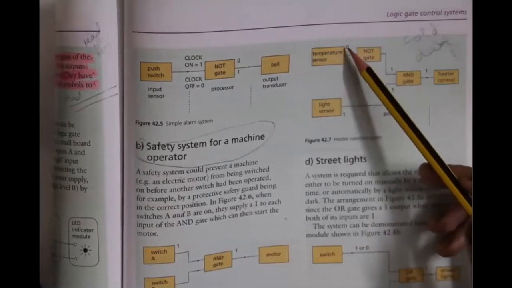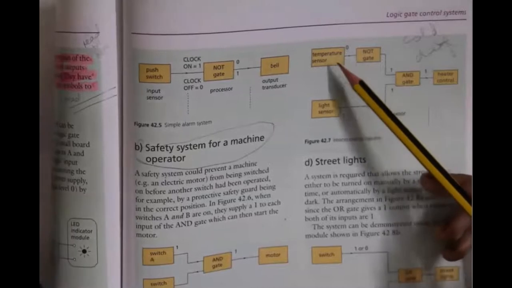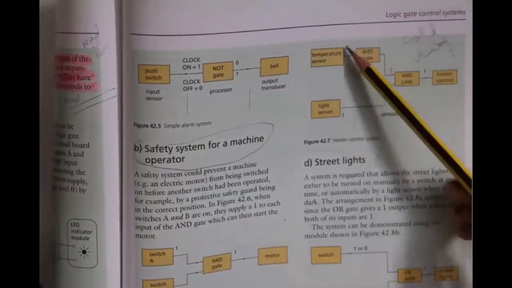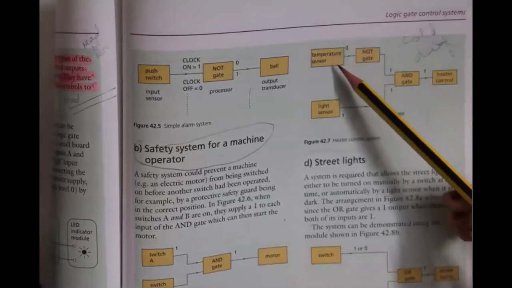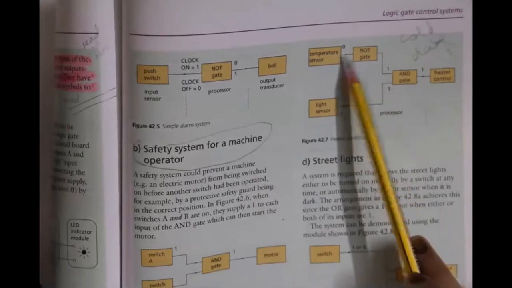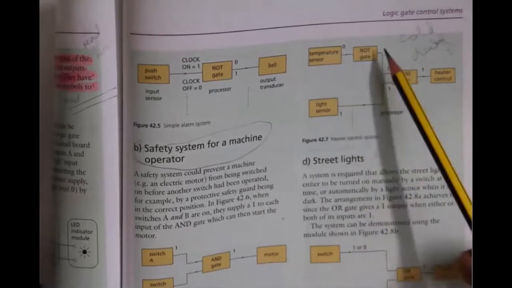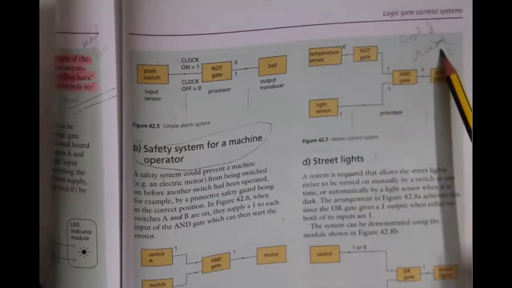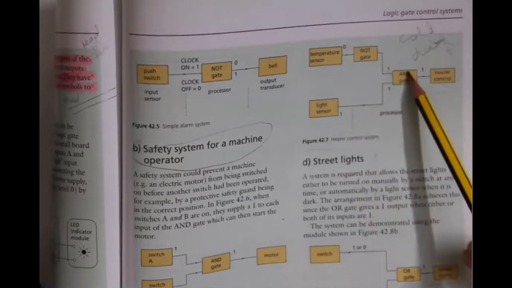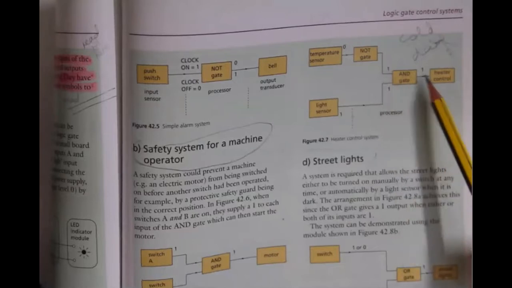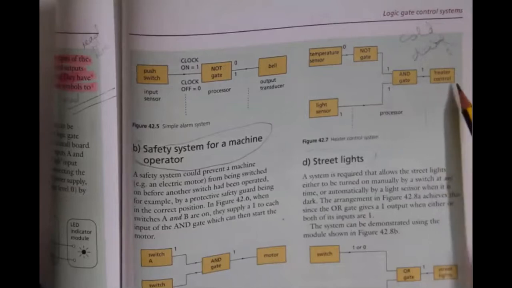So the temperature sensor will obviously only get activated when there is high temperature, right? So if it's cold, it's not going to be activated. It's going to give you a 0, and then the NOT gate is going to flip it around, give you 1. The light sensor will give you 1 because it's daytime, right? At the AND gate, we have 1 and 1 gives us a 1, and the heater turns on.